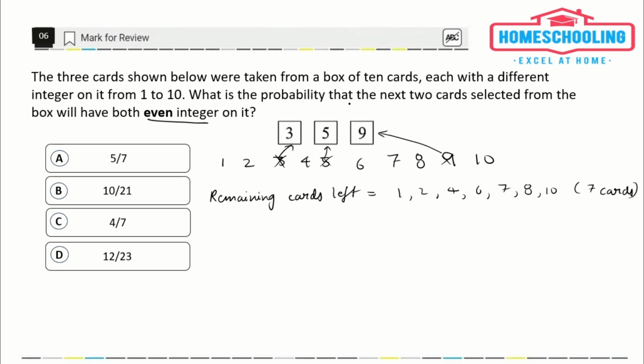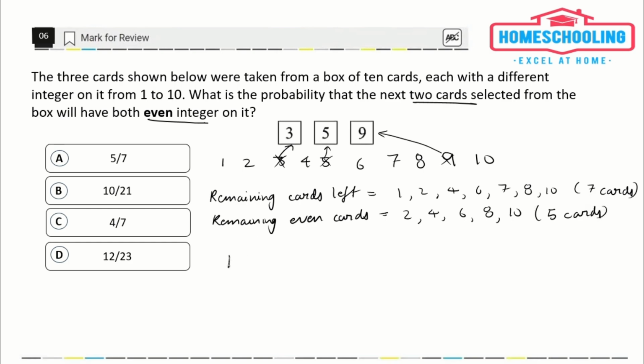And in the question, we have to find the next two cards selected should be an even integer. So how many even integers are there in these remaining 7 cards? The remaining even cards: 2 is an even number, 4 is an even number, 6 is an even number, 8 is an even number, and 10 is an even number. So we have total 5 even cards remaining.